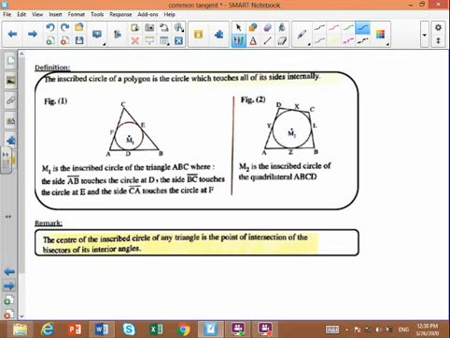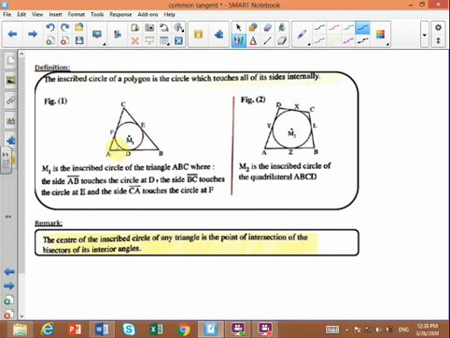Okay, moving to another part of our lesson. Here I have the definition that the inscribed circle of a polygon is the circle which touches all of its sides internally. So I couldn't say that a circle is an inscribed circle of a polygon unless the circle touches all the sides of the polygon internally.